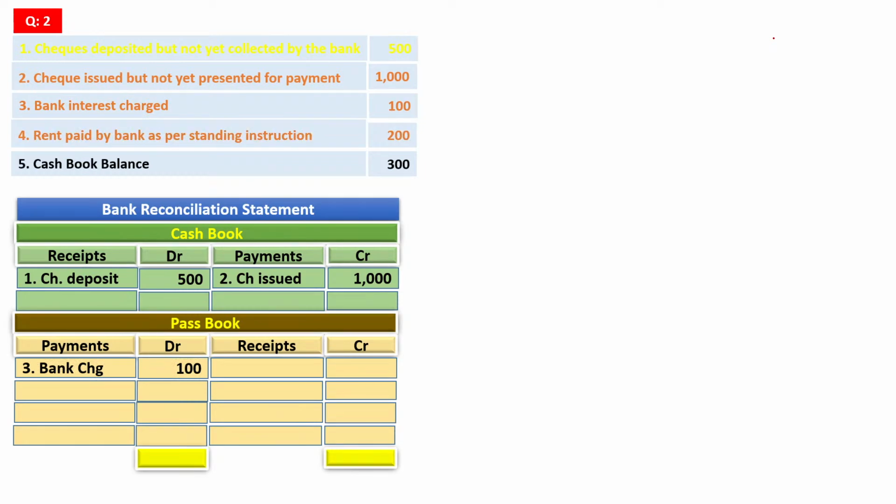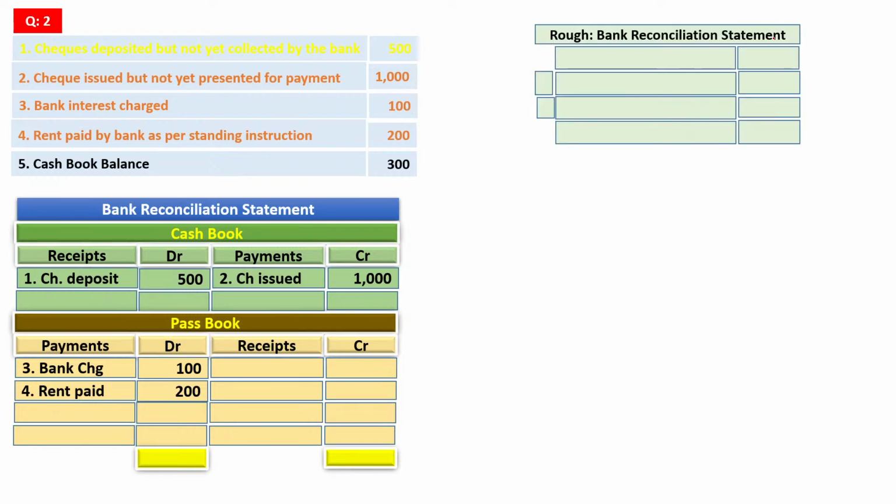And rent paid by bank as per the standing instruction. So, periodic loans, the rent is paid as per our standing instruction. That will be in the payment side, 200 rupees. Cash book balance is also there. So, the cash book balance is the starting balance. How do you prepare the bank reconciliation statement?